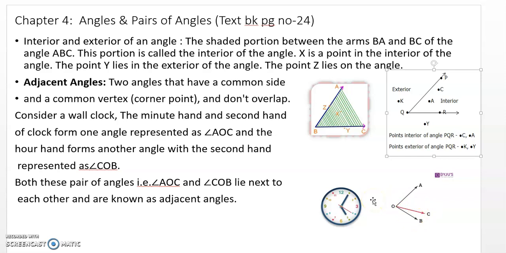Now an example is given of the wall clock. You can see here the minute hand and the second hand. This is the minute hand and this is the second hand. The minute hand forms an angle, AOC, and it forms another angle with the second hand, represented as COB. Now both these angles, AOC and COB, lie next to each other and are known as adjacent angles. So with this we finish the interior and exterior and adjacent angles.